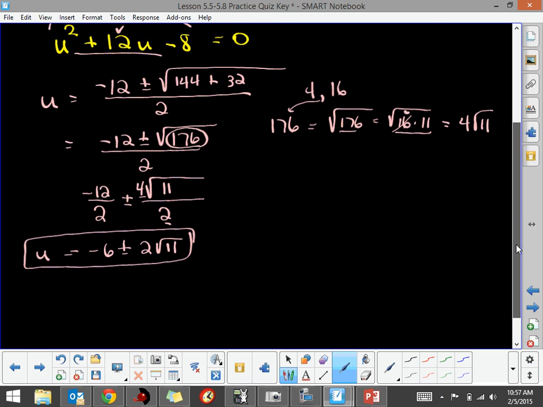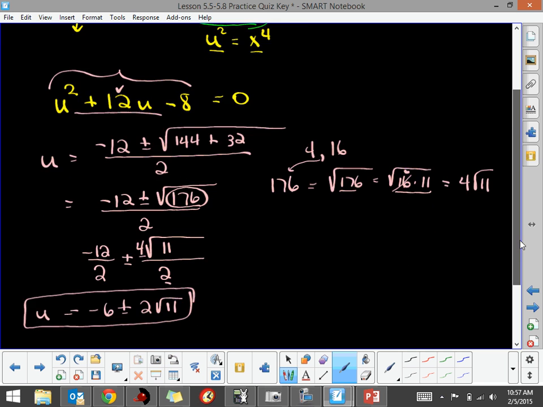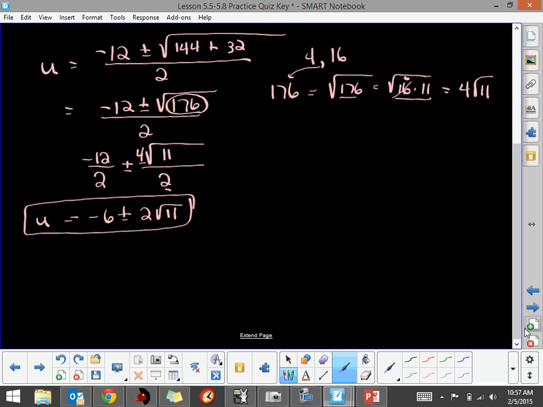So I'm just going to stroll back up here and remember that u represented an x squared. So we have to replace u with x squared to get our final solution. So take out the u, put in an x squared. So x squared has to equal this negative 6 plus or minus 2 times the square root of 11. To get rid of squaring, we square root.